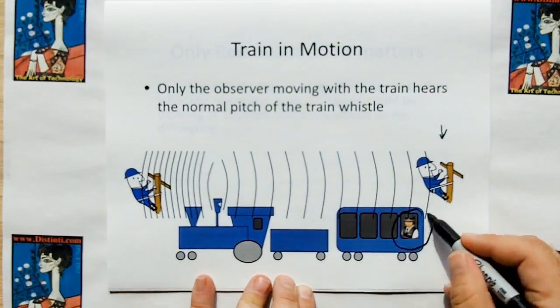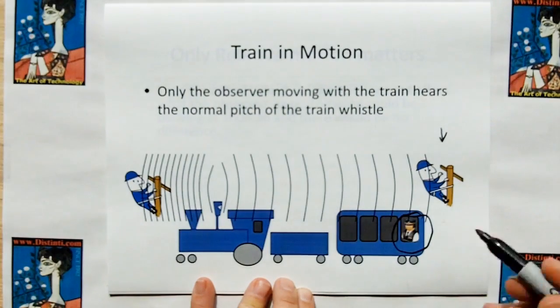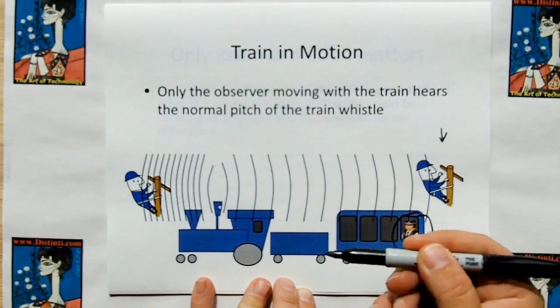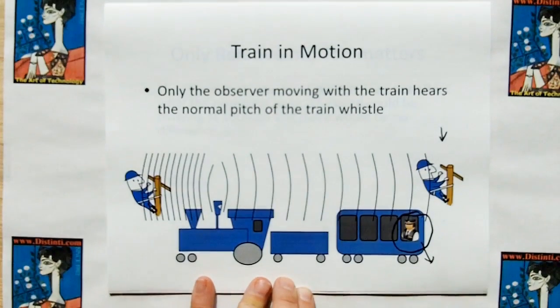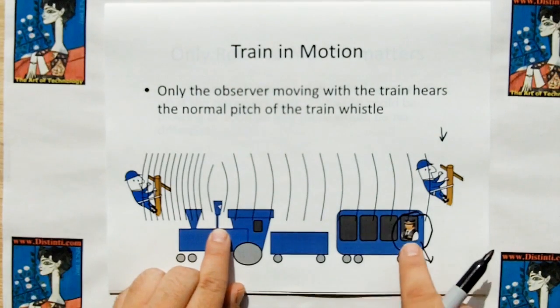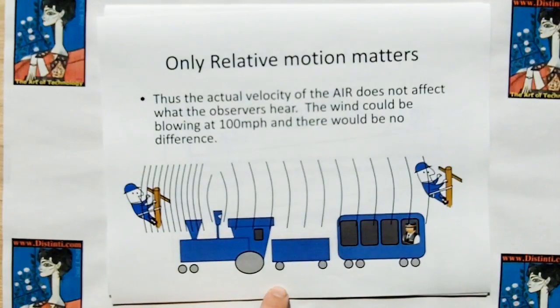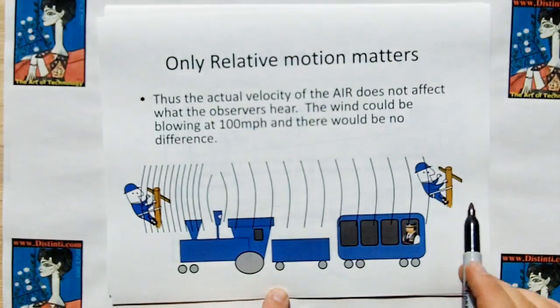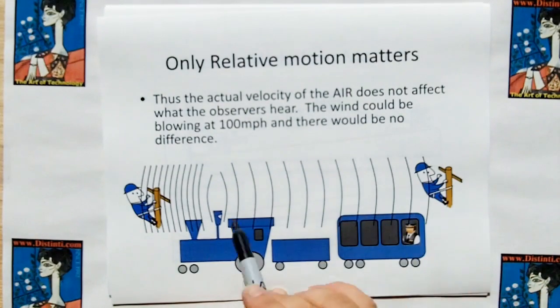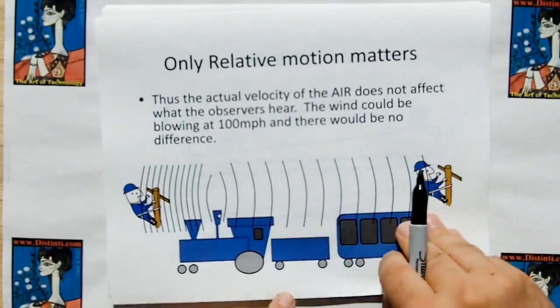And the interesting thing is the conductor in the train, because he's moving into those stretched sound waves, is going to compress them back to normal. So he's going to hear the normal tone of the train. It's as if, because he's moving with the source, he can't detect the motion. So it doesn't really matter what the velocity of the air is. The air could be moving at 100 miles an hour and it won't matter. All that matters is the relative motion between the detectors and the source.